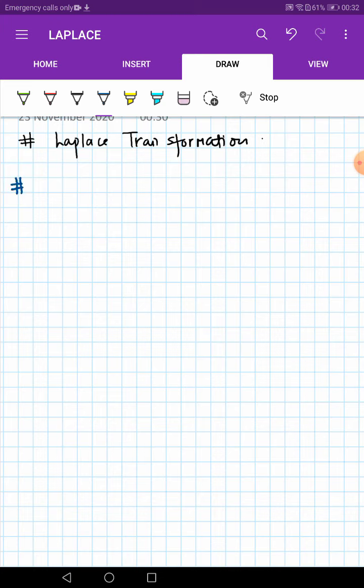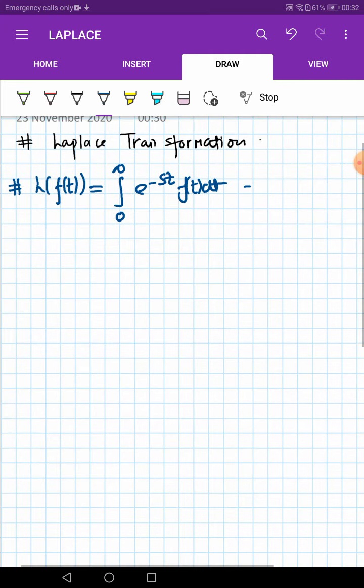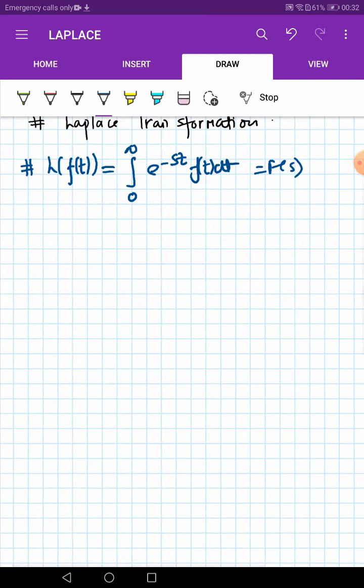Suppose I write L of f of t, it means the Laplace transformation of the function f of t. It is defined as the integral from 0 to infinity of e power minus st f of t dt, which is equal to F of s. So this is the definition of the Laplace transformation. Let us solve one question and understand the concept more clearly.